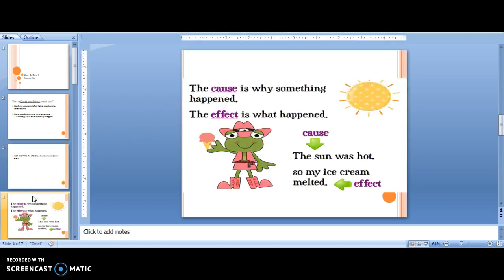Here's an anchor chart. The cause in a scenario is why something happened. The effect is what happened. For example, this scenario says the sun was hot, so my ice cream melted. Because the sun was hot, the effect is my ice cream melted.